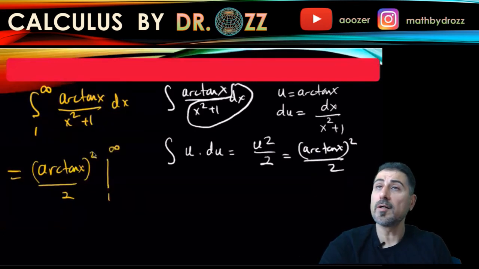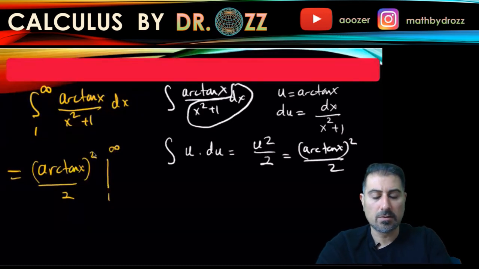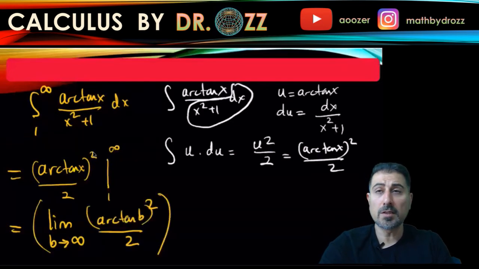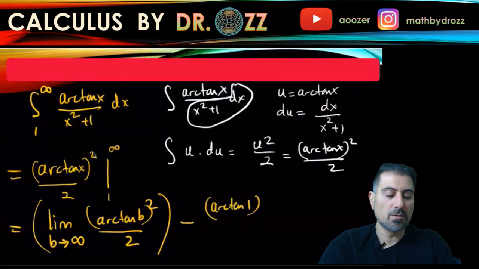And remember that the upper limit infinity is going to be written in terms of a limit. So in other words, when you plug in the upper limit, it's going to be in the limiting sense. Limit as b approaches infinity, arctan b squared over 2. Again, this is me plugging in the upper limit. And then the lower limit is going to be what? Arctan 1 squared over 2.